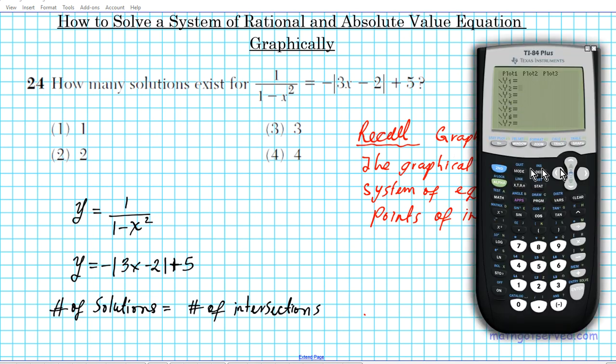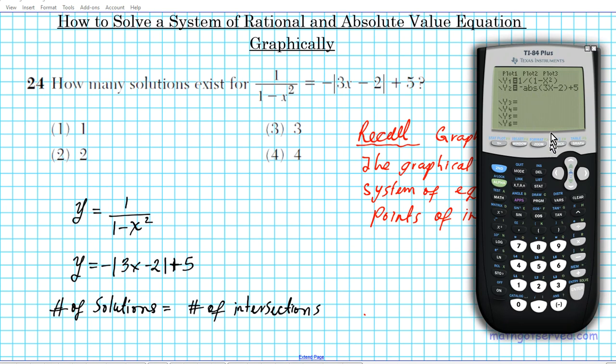All right, so fire up your TI graphing calculator. The first is the rational: 1 divided by parentheses 1 minus x to the second power. Close that. Enter. Second is an absolute value function. Put a negative, not minus, negative. For absolute value, press second function, catalog. There goes your catalog button. ABS is absolute value, so hit that. ABS 3x minus 2, close that, plus 5.